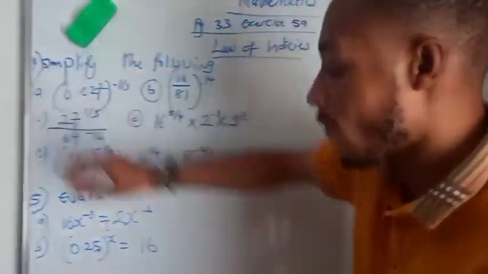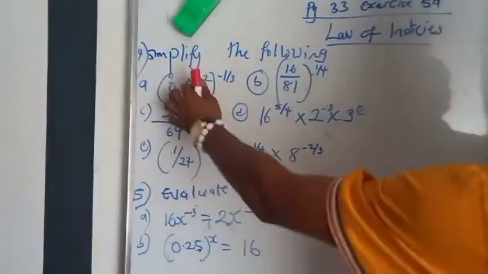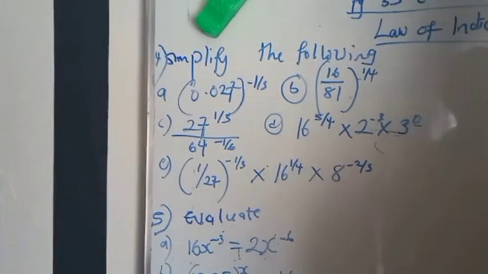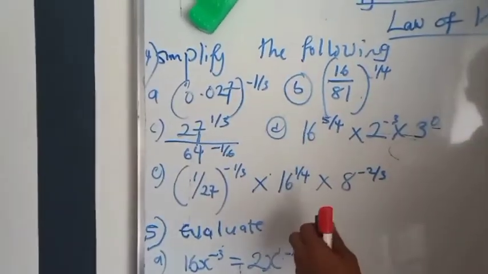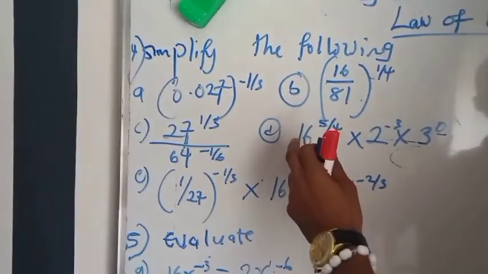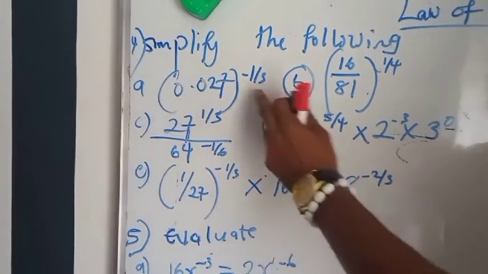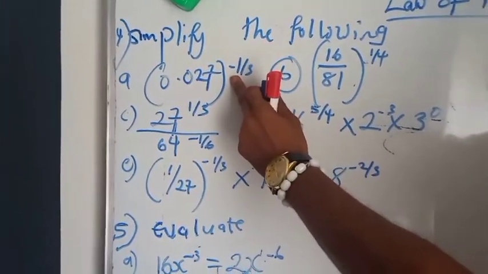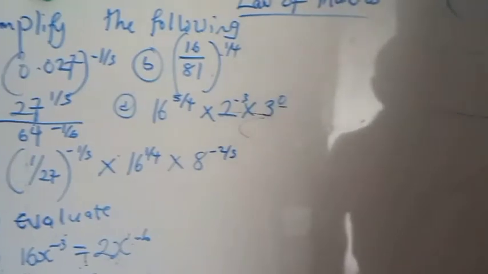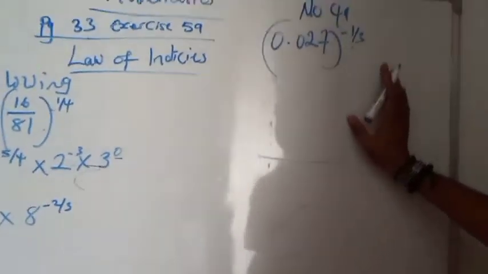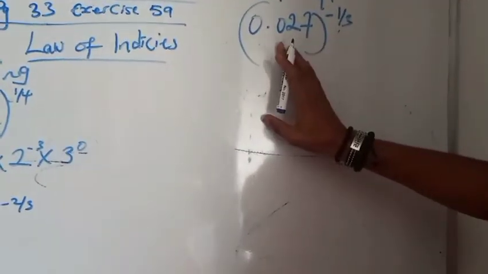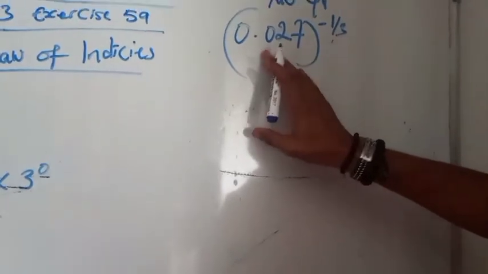Let's go back to our question here. Number 4a says 0.027 bracket to the power minus 1 over 3. This is the question. What happens next is to solve it. What will I do? I will first and foremost convert this to a fraction.